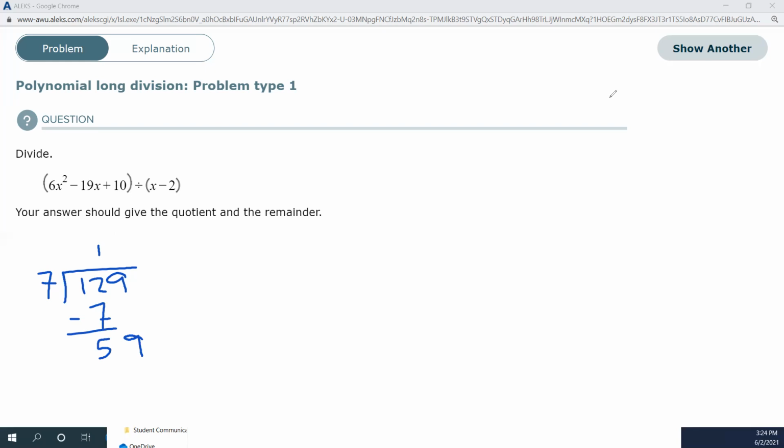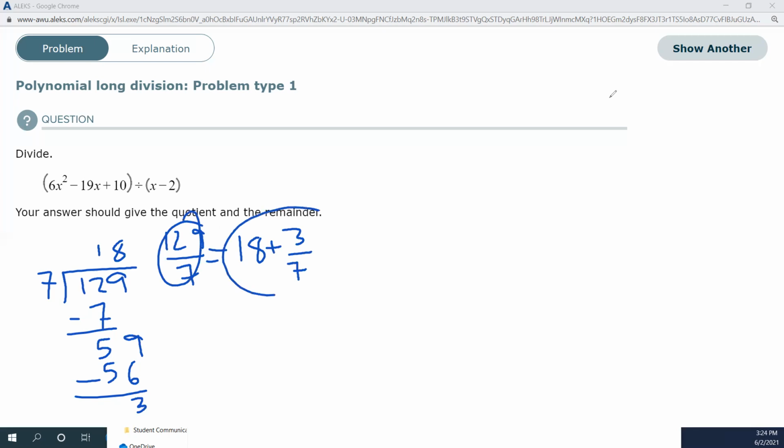And then you said 7 goes into 59. How many times? 8 times. Then you multiplied 8 times 7. And you got 56. And then you subtracted. And you had a remainder of 3. And so you could have taken the number 129 sevenths from the beginning, and you could say, hey, that's equal to my quotient, 18, plus my remainder, over my divisor. And you'll find that these two guys really are equal. That's really essentially all we're going to do with this. It's not going to look quite the same, but it's certainly going to be similar. Okay, so let's give it a shot.